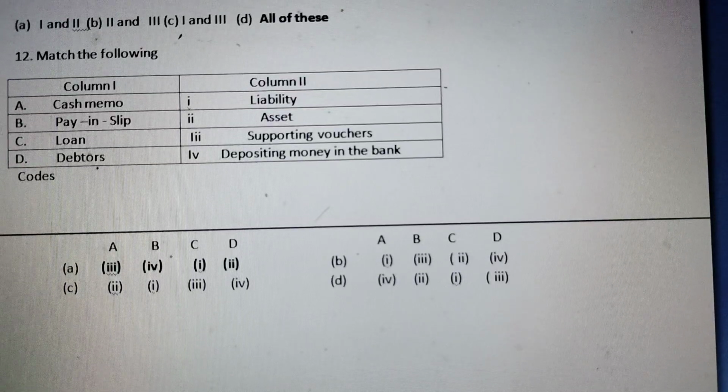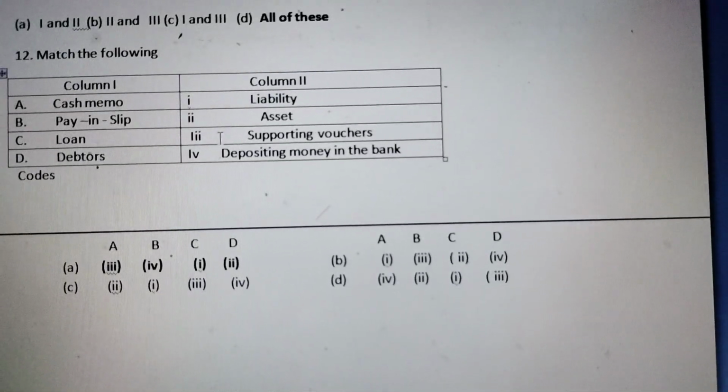Cash memo, definitely it is issued for cash sales, and pay in slip, loan and debtor. See, cash memo is definitely a supporting voucher. And pay in slip is issued by the bank while depositing money into the bank. So for A, cash memo, answer 3 is correct. Where is 3? Answer 3 is correct. So this should be 3.